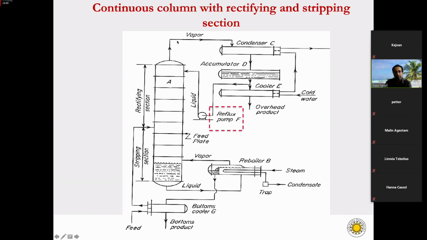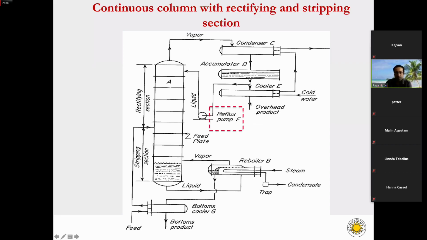And we have the vapors containing more volatile component. We add that vapor to the condenser, and the vapors are condensed in order to produce liquid. Some of the liquid is taken out as an overhead product, but some of the material is taken back into the distillation column, and we call it reflux. And the ratio of the amount of liquid that we return back to the distillation column to the overhead product is called the reflux ratio.